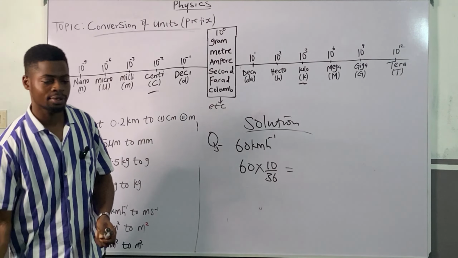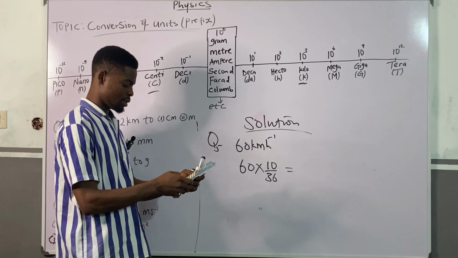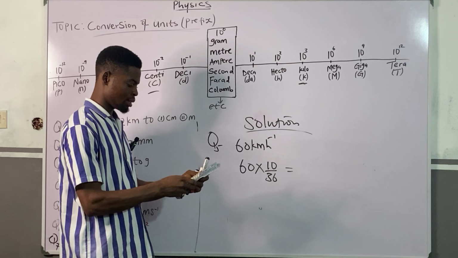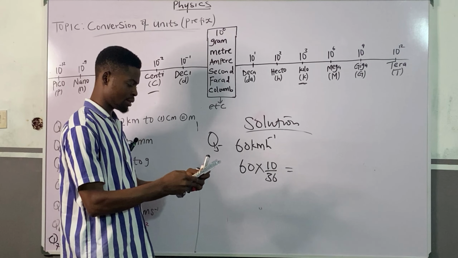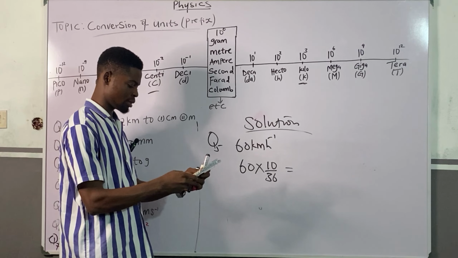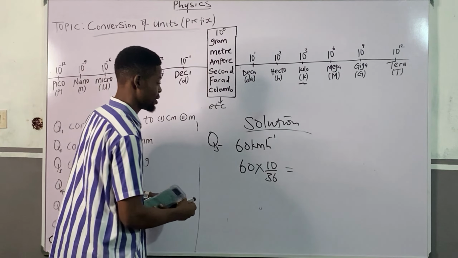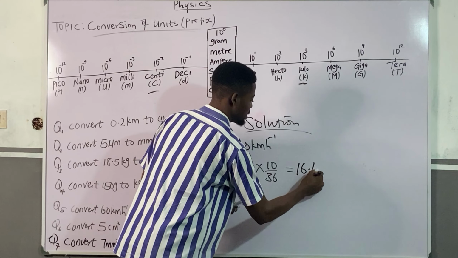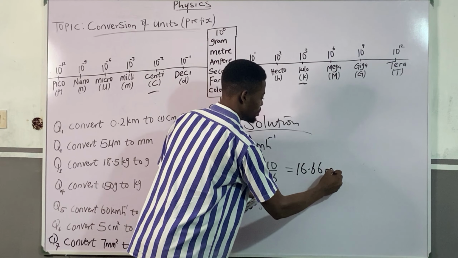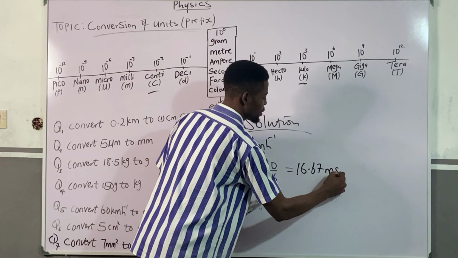Let's multiply that. So we have 60 times 10 over 36, so we are having 16.66. We have 16.66 meter per second, approximately 16.67 meter per second.